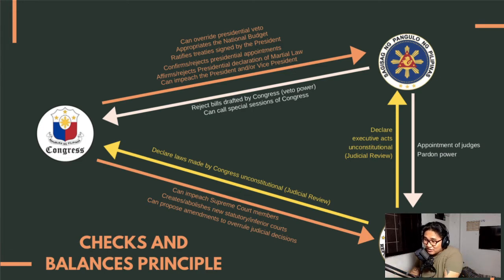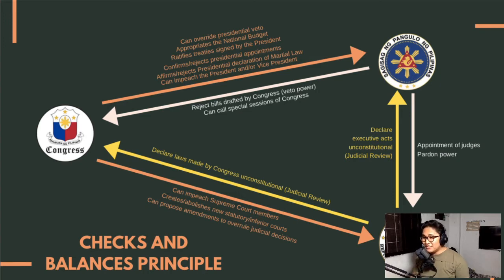And how does Congress check the Supreme Court or the courts of justice? So, you have impeachment of Supreme Court members. They can create or abolish new statutory courts or inferior courts. Sila ang gumagawa ng mga korte. Okay? Hindi po ang Supreme Court, hindi po ang mga korte ang gumagawa ng korte, but the Congress. And they can propose amendments to overrule judicial decisions. They can do that. Ganon ang ginagawa ng Congress to check the courts of justice.